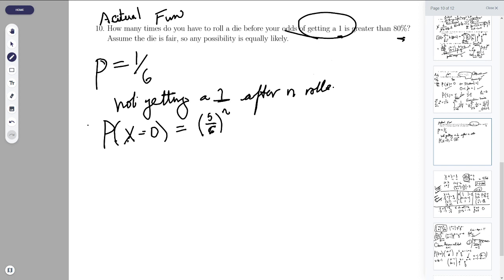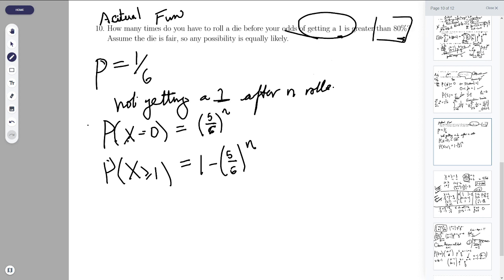Interesting. So we want the probability of at least 1 success, which is equal to 1 minus 5/6 to the n. And now, here's where the 80% comes in. We want the probability to be bigger than 0.8. So here's how we're going to do this. If the probability of success has to be bigger than 0.8, then basically that's saying that the probability of failure has to be, well, anyway, who cares?